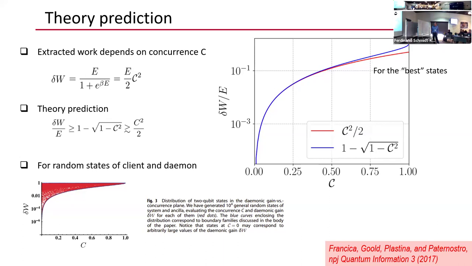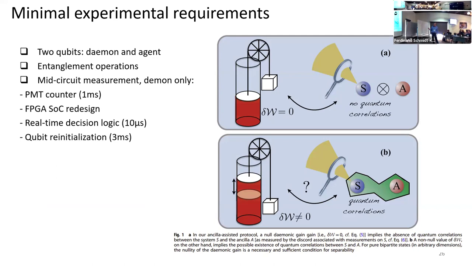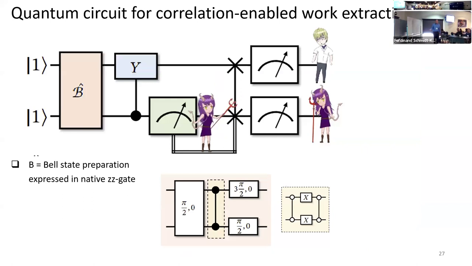Okay, so we have only two qubits. We have a client and we have an agent and we have a daemon, okay? And the daemon we can measure, the agent we cannot measure. We have to make some entanglement in order to make the game interesting. And then, as I said, you count the photons for the daemon. You have an FPGA system-on-chip design, and then it decides real decision logic in a few microseconds and does something with the other qubits. Okay. And that's the protocol.